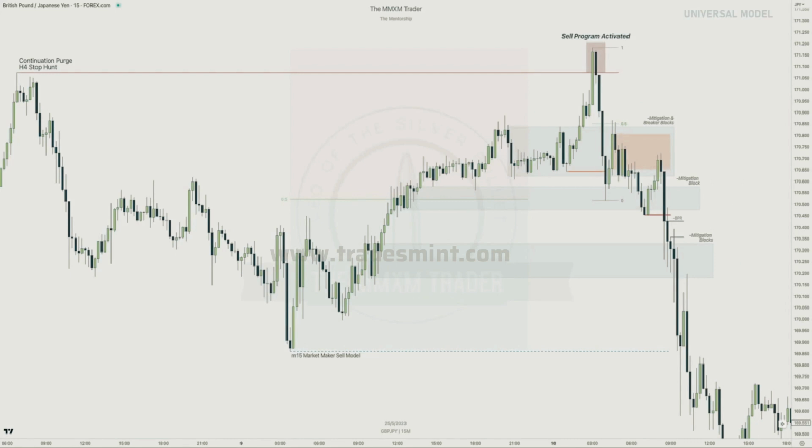Another way to make it even more clear, right? We can outline our mitigation blocks from the buy side of the curve, extend them out in time to the sell side of the curve, and then we wait for those fresh PD arrays to get formed, right?